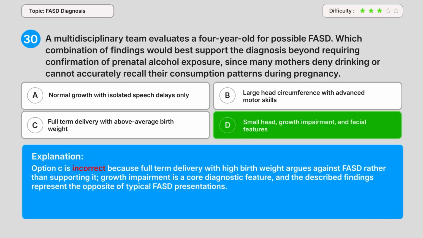Option C is incorrect because full-term delivery with high birth weight argues against FAS rather than supporting it. Growth impairment is a core diagnostic feature, and the described findings represent the opposite of typical FASD presentations.